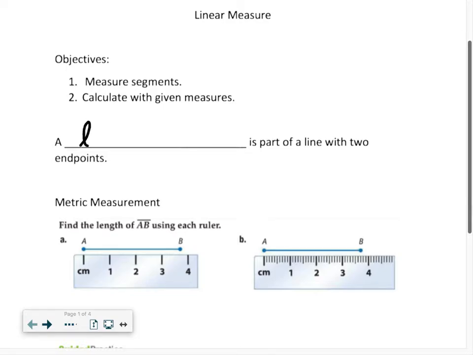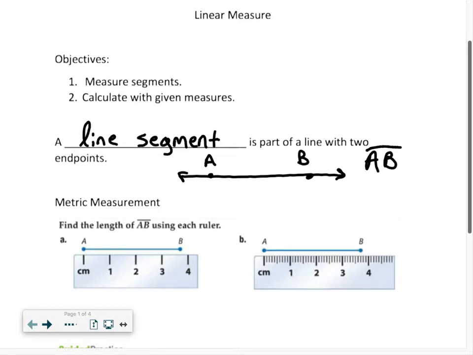Okay, a line segment is part of a line with two endpoints. So if we had a line AB, of course lines don't have endpoints, they go on infinitely in either direction. So a line segment would just be the part of the line with endpoints at A and B.